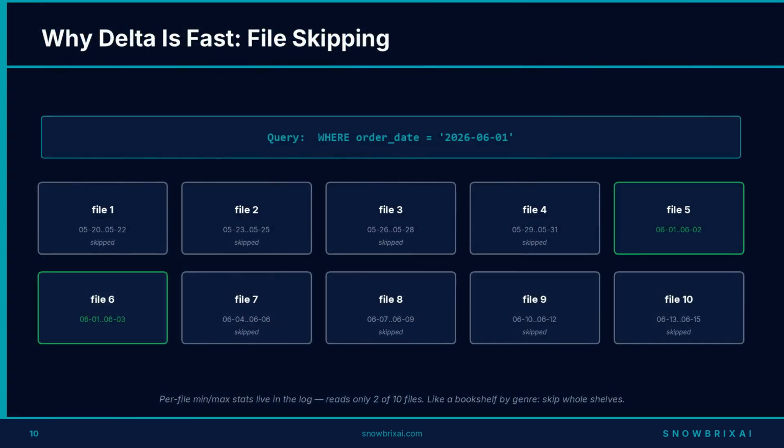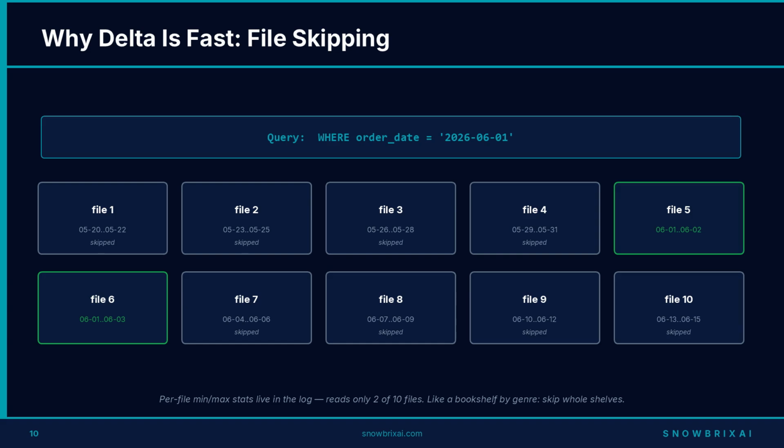So why is Delta also fast? Let me show you the first reason. The log stores min and max statistics for every data file, per column. Say you filter on order date. Delta checks those ranges first. It reads only the files whose range could possibly match your filter. Everything else gets skipped without ever being opened. Think of a bookshelf organized by genre. You skip whole shelves instead of scanning every book.